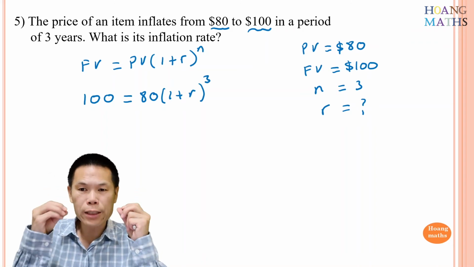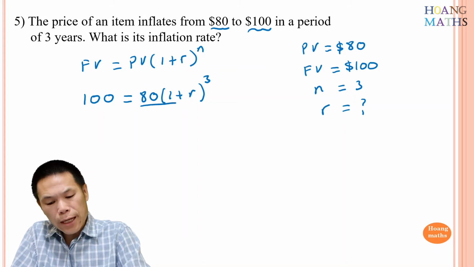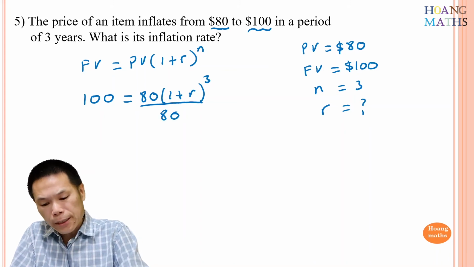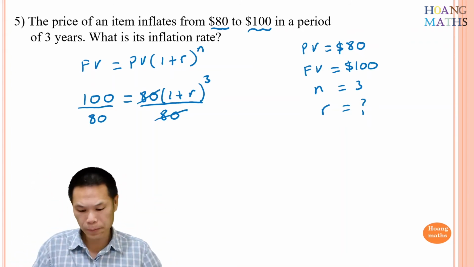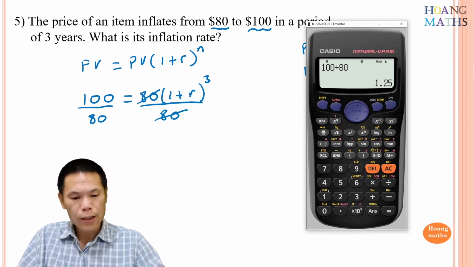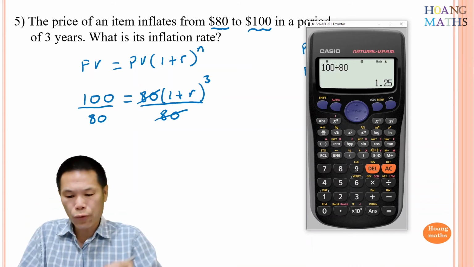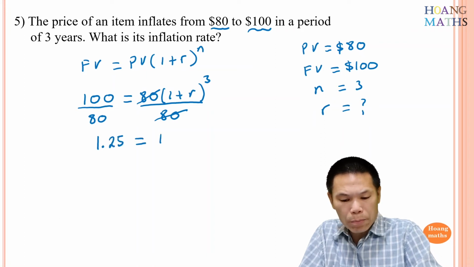First of all, I divide both sides by 80, so I get rid of this 80. Now just put that on a calculator. I go 100 divided by 80, so that gives me 1.25. So I just write 1.25 is equal to 1 plus R to the power of 3.